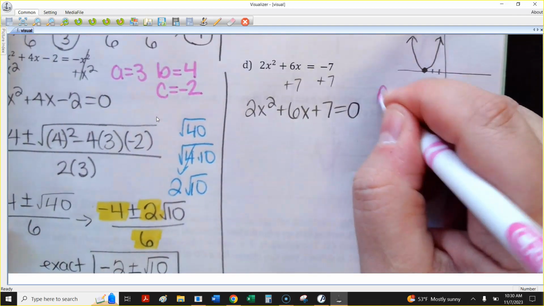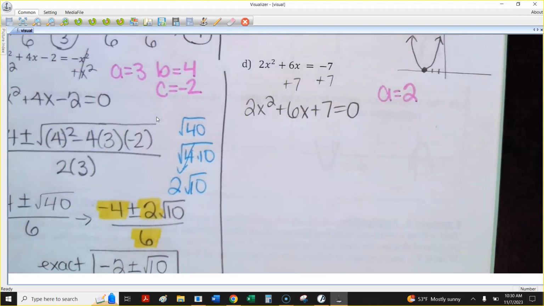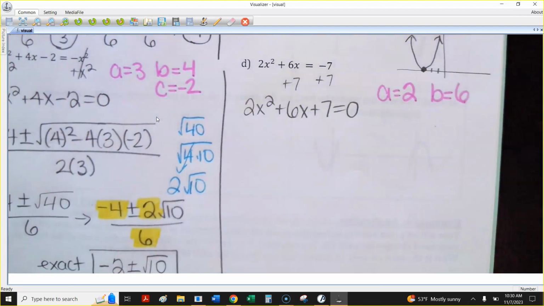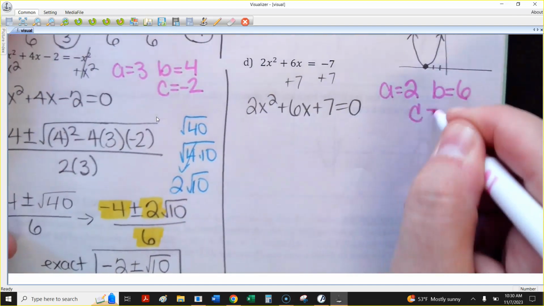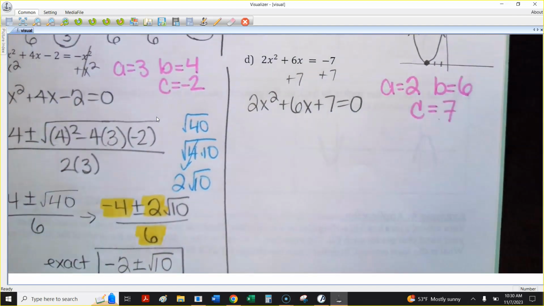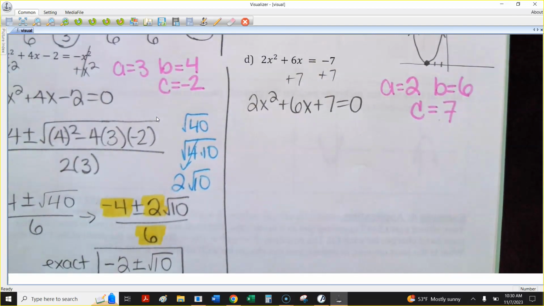My a value is just whatever's in front of x squared, so 2. My b value is whatever's in front of x, which is 6. And then my c value is my constant term or my plain number, which is just 7. You do not have to write those out if you don't want to. I'm just trying to do it for today since we haven't done quadratic formula yet.